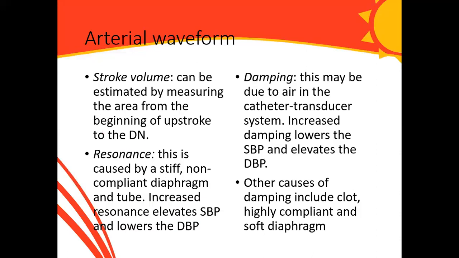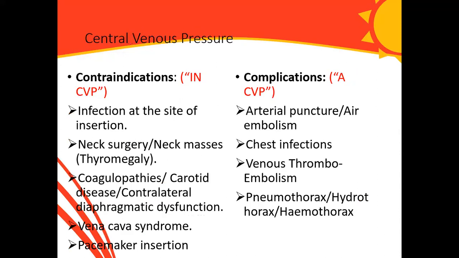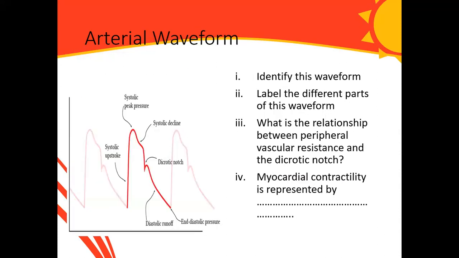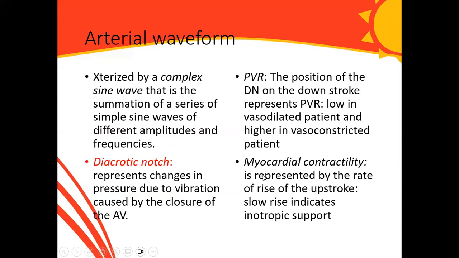All right, from the arterial waveform, you can calculate the stroke volume, which can be estimated by measuring the area from the beginning of the upstroke to the dicrotic notch. All right, this is the beginning of the upstroke to the dicrotic notch. This will give you the stroke volume.